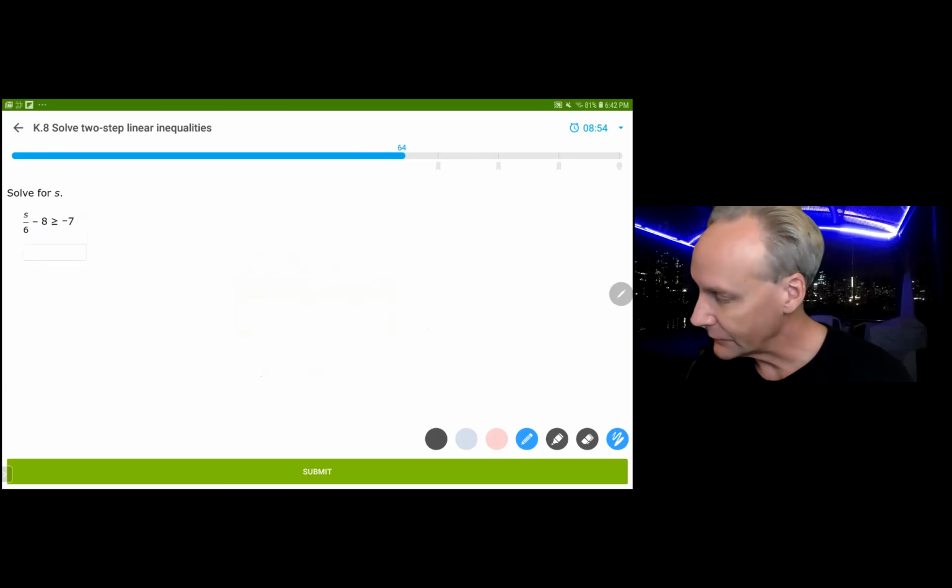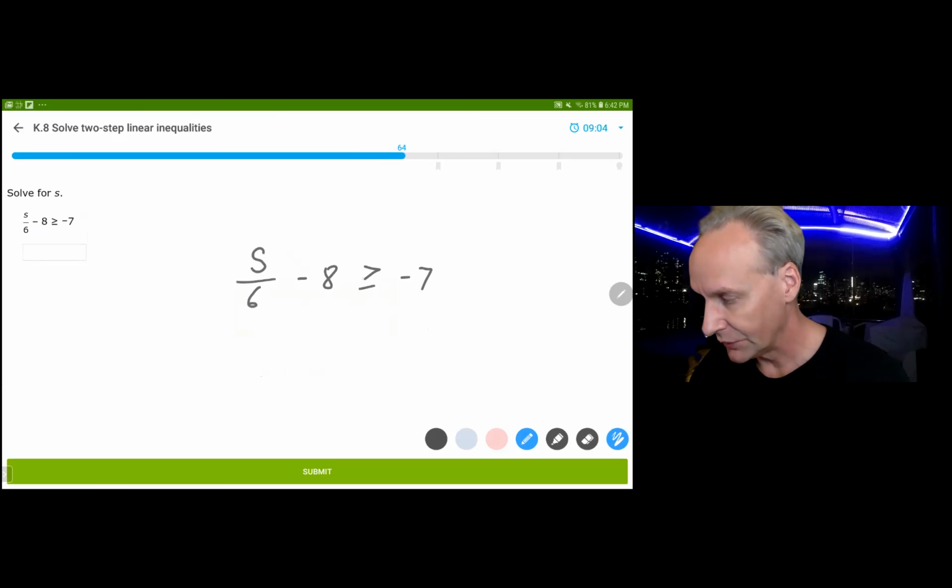Oh, we have an S over 6 this time. Okay, I like these. I'm going to write it out for you. Now, I'm going to add 8 to both sides, so that's going to be easy. I'm just adding 8. It's going to eliminate this 8. Adding 8 to this side gives me 1.